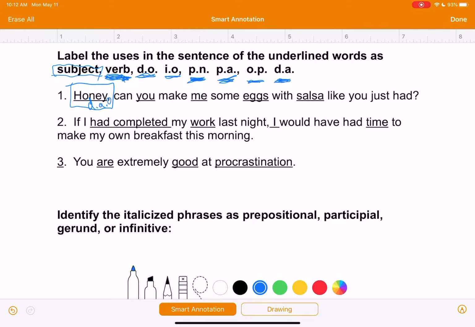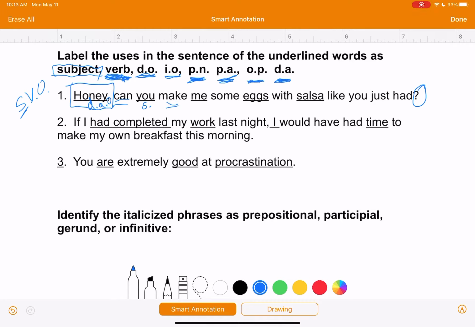Okay, when you have a question, the best way to identify the parts of sentence is to rearrange it into a declarative statement. Instead of saying, can you make me, say, you can make me some eggs. And then it's pretty easy to see that you is a subject. You all know that in English it's subject, verb, object. That's a normal order for us. So you is that subject. Can make is the verb. That's not underlined, so you don't really have to label it.